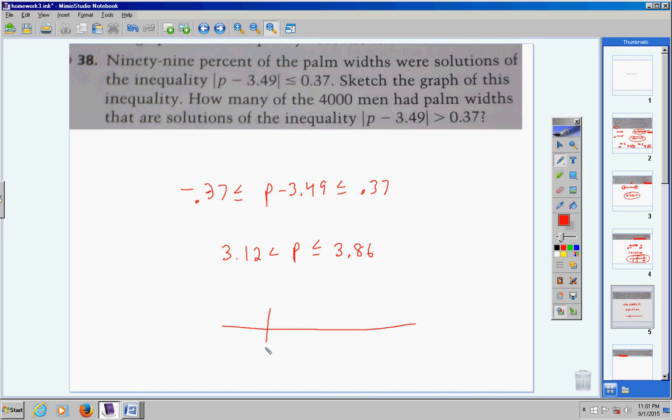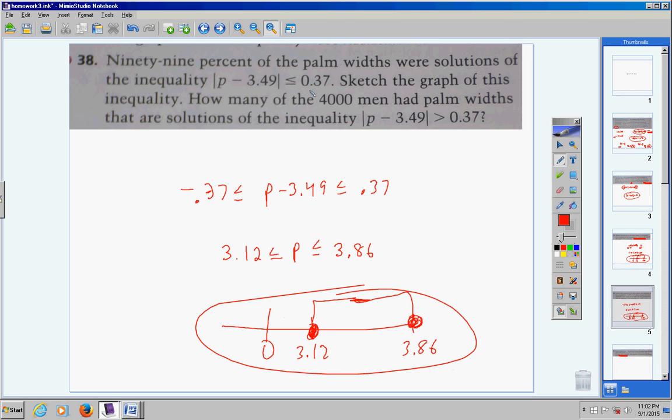So I can graph that relatively quickly. I have a 0 here, 3.12 here, 3.86 here. Notice I do have equal signs or inclusive signs, so I do close these points. P is greater than, so I go this way. P is less than, so I go this way. There's my graph right there. Did it.